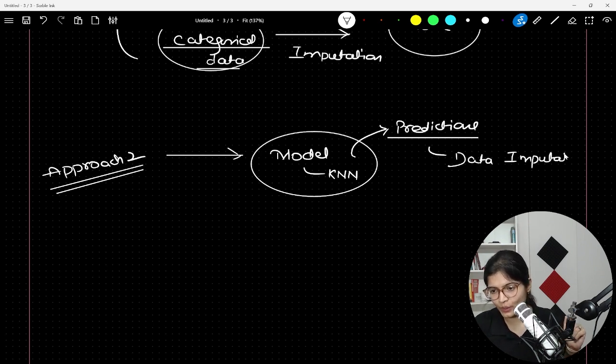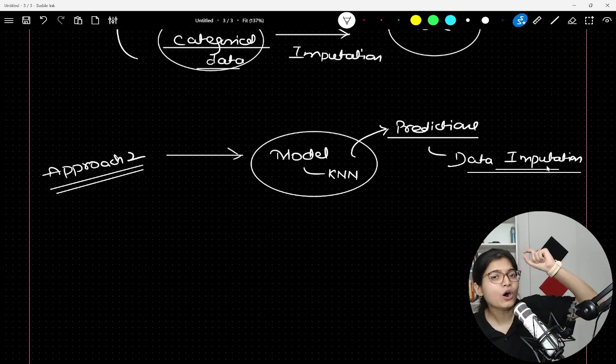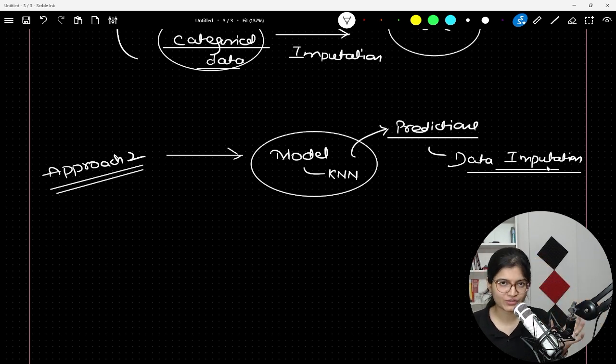In that case, we are not going for mean, median, mode. We're just trying to train a model, getting the predictions of what could be the optimal value in that place instead of 0. But this approach we are not using as of now, because we have covered limited algorithms in our course part, right? So this is how the flow could be.